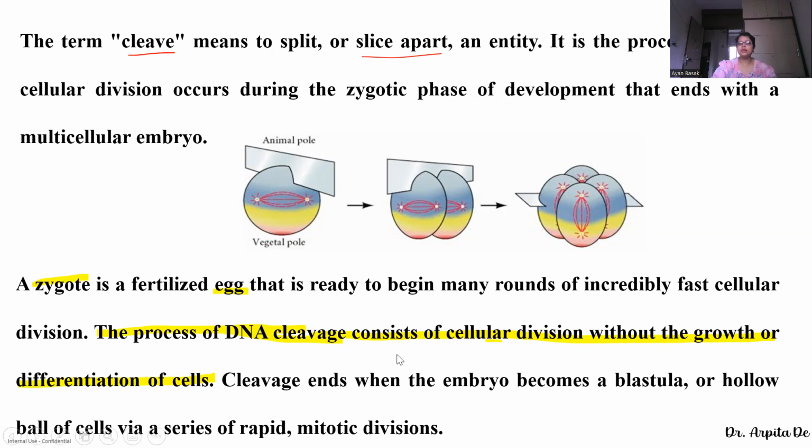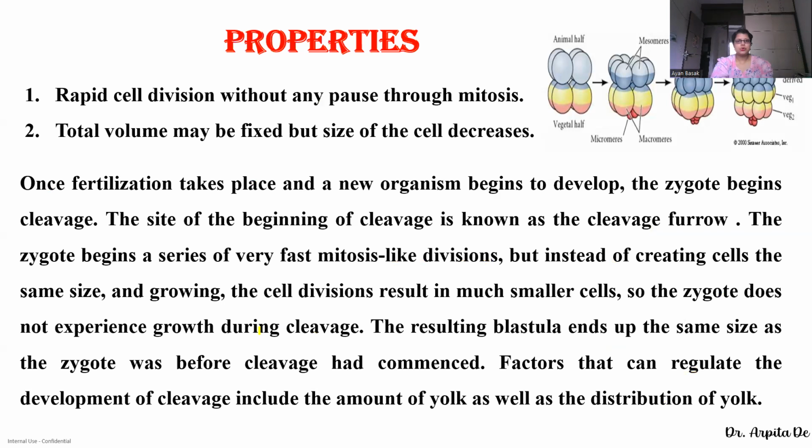Cleavage ends when the embryo becomes a blastula. So when cleavage ends, you know that the embryo has become a blastula, a hollow ball of cells formed via a series of rapid mitotic divisions. So the end of cleavage is marked with the formation of the blastula. Clear?